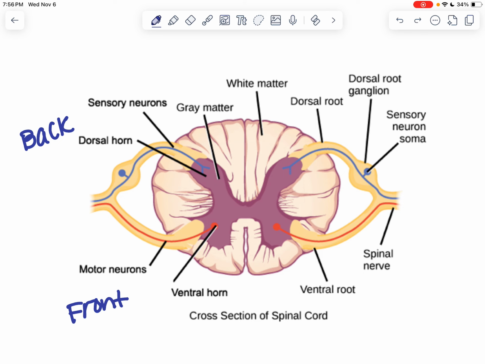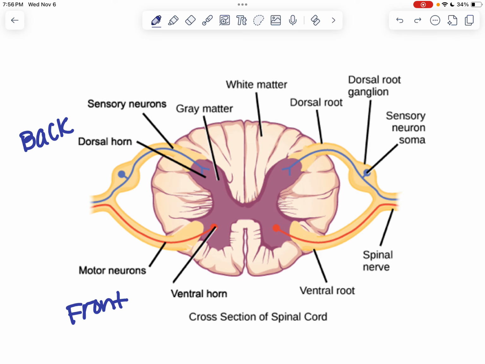Okay, let's take a look at some of these other features that we can see. We can see the sensory neuron soma, or the body. Remember, sensory neurons are typically unipolar, with an exception of a few of our senses that are bipolar. So we have a unipolar sensory neuron taking in information, and it's going to have some tissue called the dorsal root ganglion. I'm going to talk about the dorsal root ganglion in a couple of seconds. That is something we need to know in terms of a cross-section of a spinal cord.